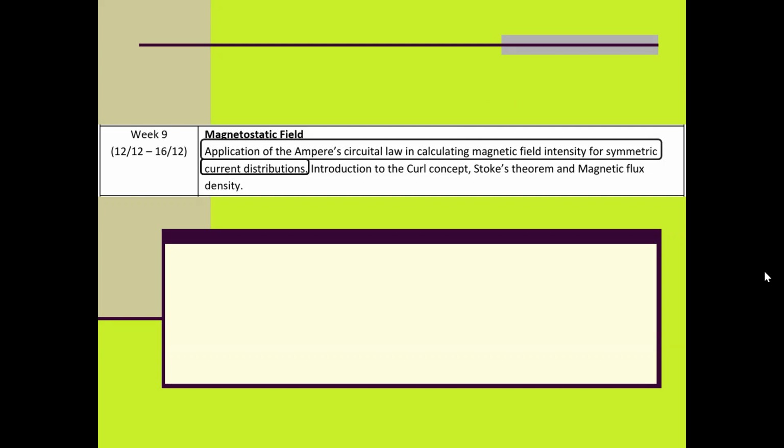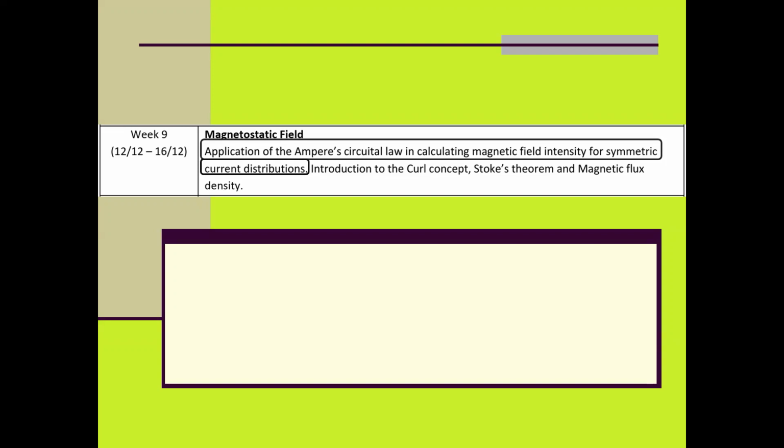So for today's video, we are going to continue with lecture 16, which will be covering the topic of Ampere Circuital Law. So kindly please have a look at the following excerpt from the course information. This is our planned topics for week 9, in which the following topics will be as shown.